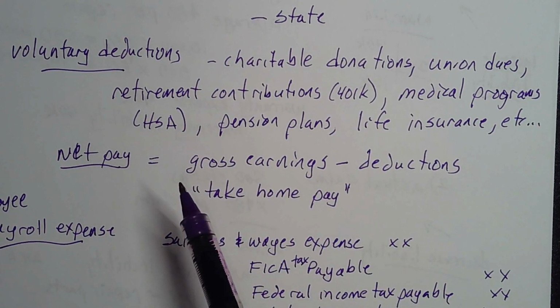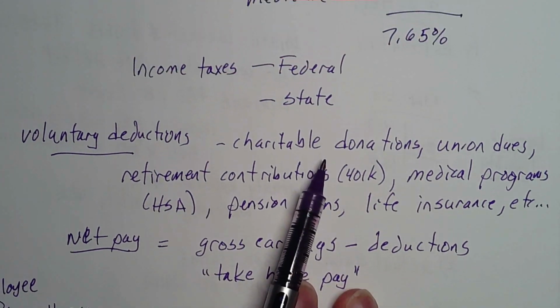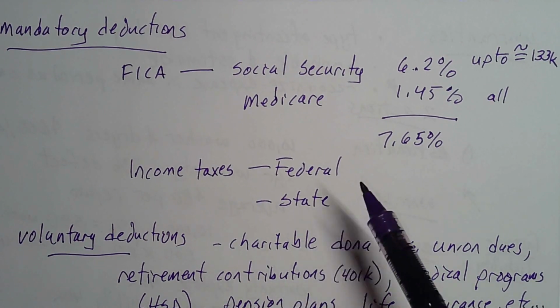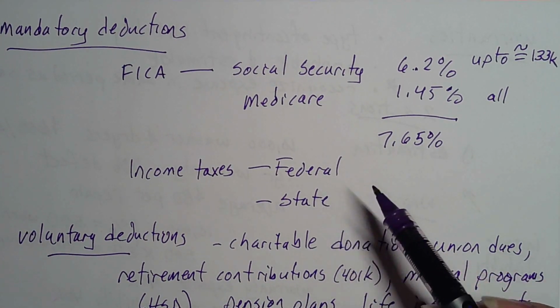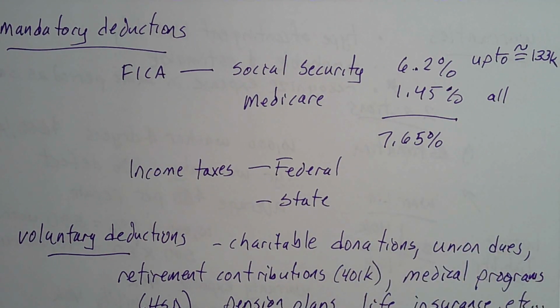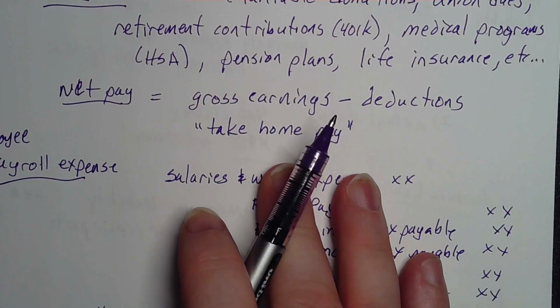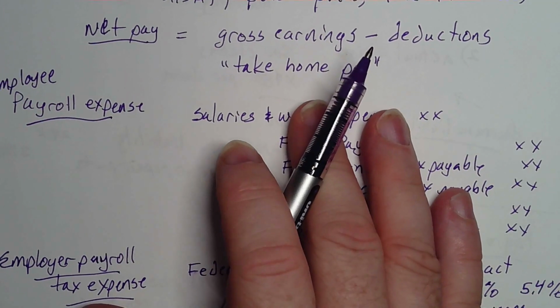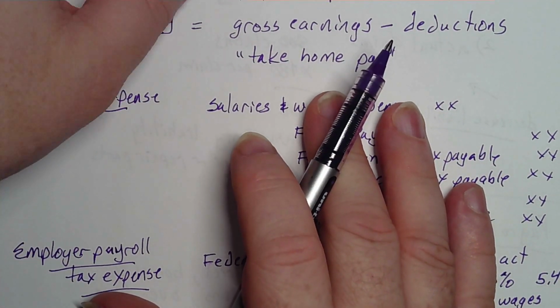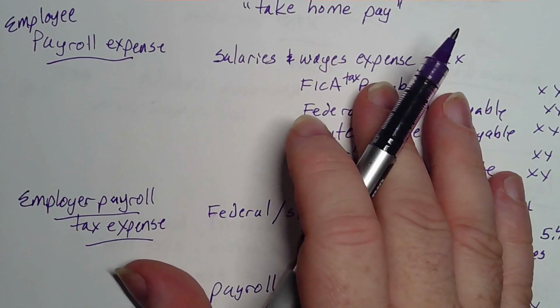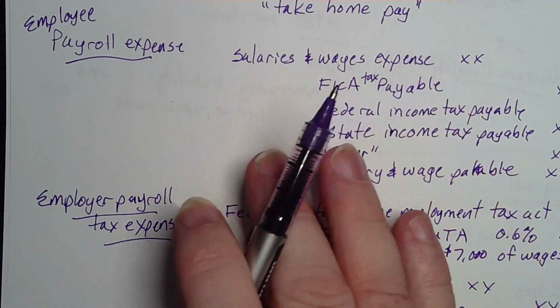So we looked at how to calculate gross earnings. We looked at these mandatory deductions. So federal and state income tax will be some sort of percentage based upon perhaps your income level, and you'd look it up on a chart or something like that. Now, from the journal entry point of view, what are we looking at? So there are actually two different things we need to look at.